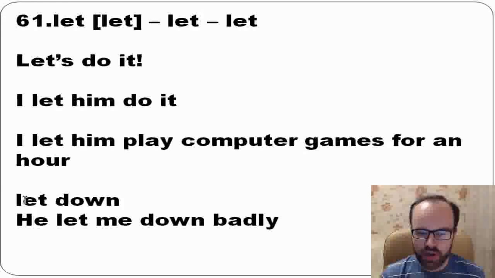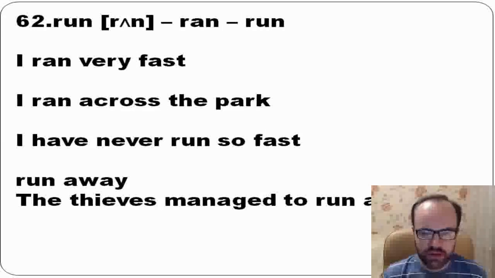And let down, this phrasal verb has a negative meaning. He let me down badly, so you know that he did something bad. Maybe he was my friend. I expected his help, but in fact, he didn't help me.